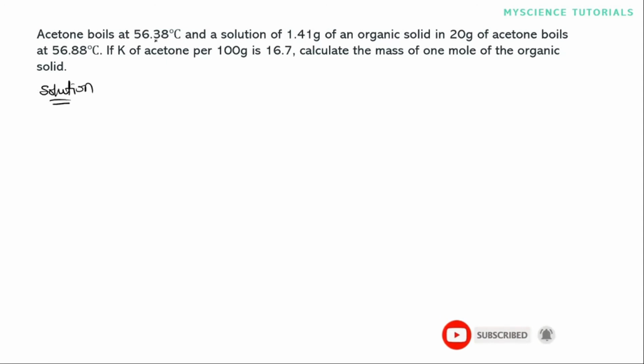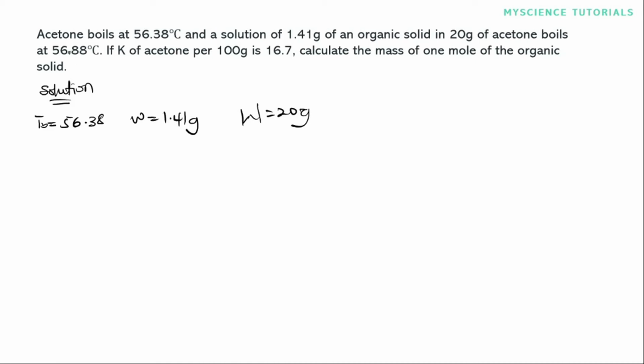So we have acetone boils at this temperature. So the temperature for the pure solvent, which is our TB, is 56.38. And a solution of 1.41 gram of organic solid, so it means our small w is 1.41 gram. So we have 20 gram of acetone, so it means capital W is 20 grams, and it boils at this temperature.